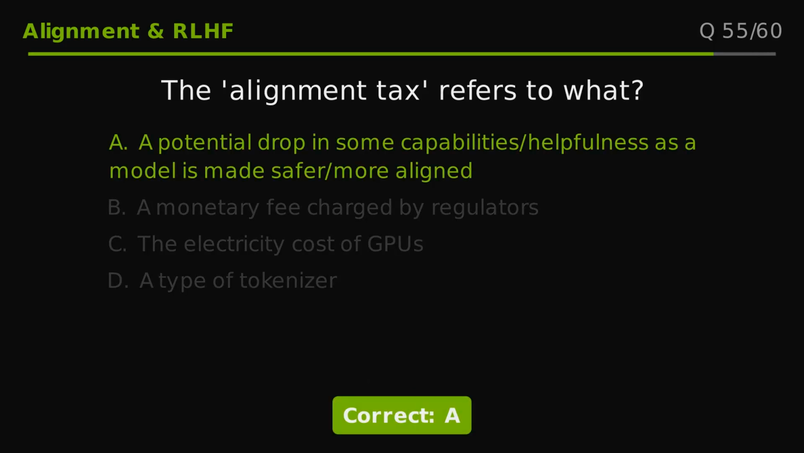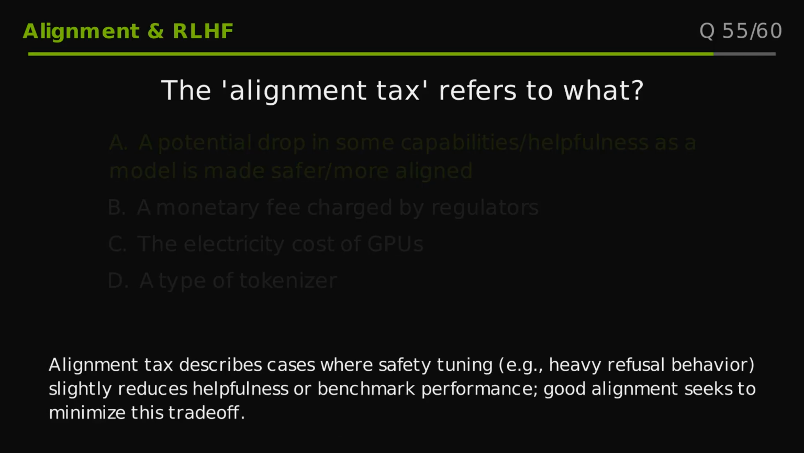The correct answer is A. Alignment tax describes cases where safety tuning, for example heavy refusal behavior, slightly reduces helpfulness or benchmark performance. Good alignment seeks to minimize this trade-off.